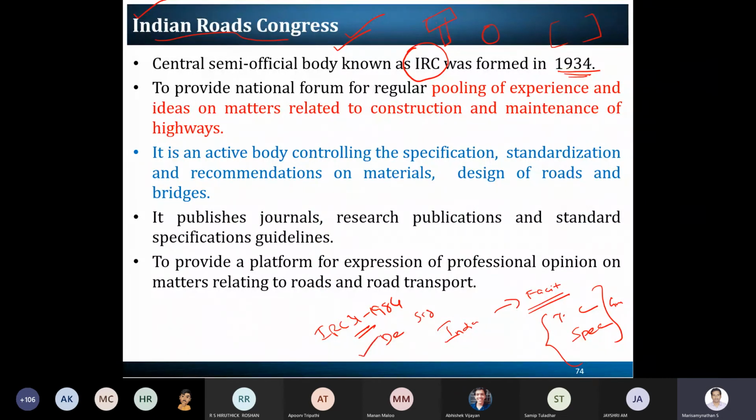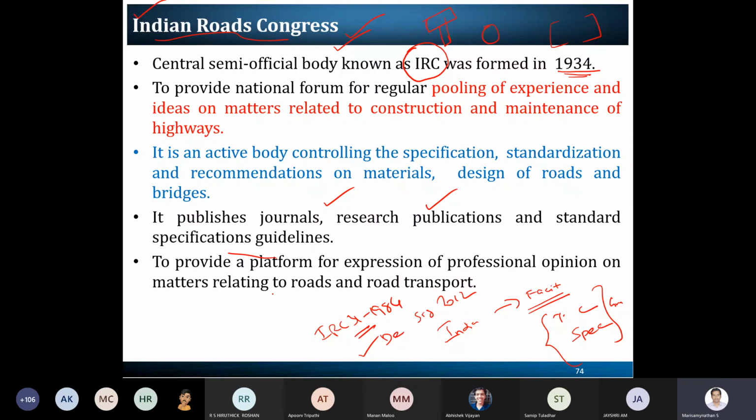I'm just giving an example. Likewise, they have introduced a number of manuals which can be referred to, and very recently, in 2012 and 2020, they have modified some of the manuals based on research outcomes. This is within the scope of the Indian Road Congress. They also publish journals and research publications. Finally, the specifications and guidelines give a great platform for professionals as well as road constructors, and finally, as users, we are getting the benefit.